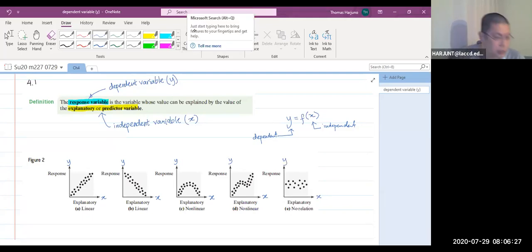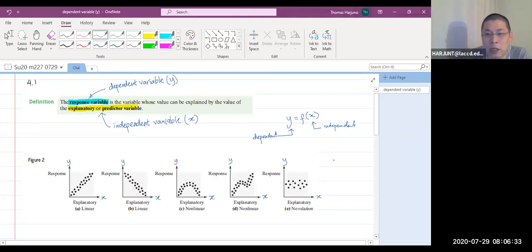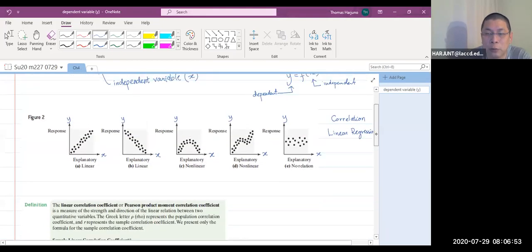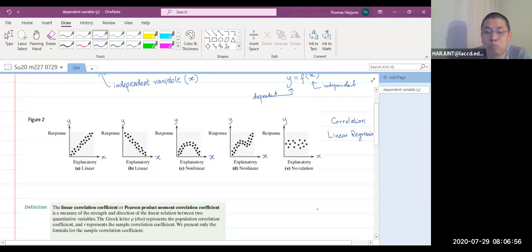Now in this chapter, we are interested in two big words. The first one is correlation, and the second one is linear regression. A lot of details should be put in here. For the purpose of time, I have a tendency to explain the regression first and then go back to correlation.